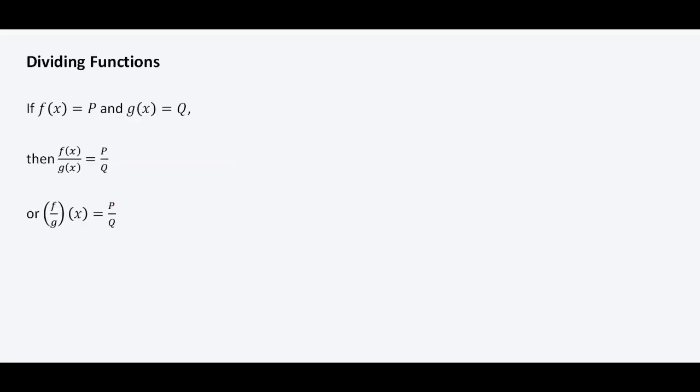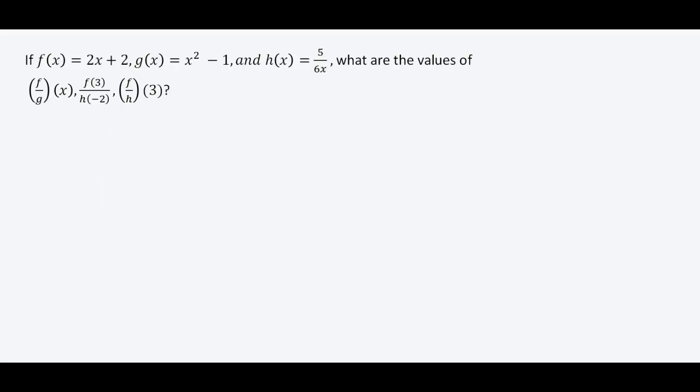Now with division, the same thing goes. We have the same concept rather. f of x is p, g of x is q. f of x divided by g of x is p over q, or f over g of x is also p over q. Let's look at some examples.